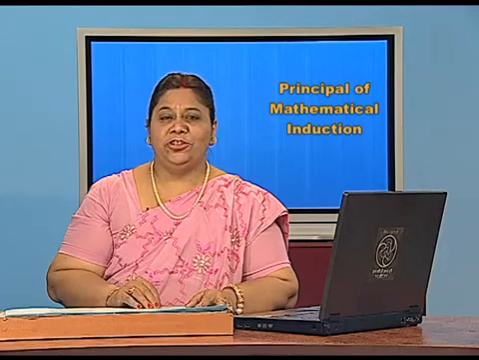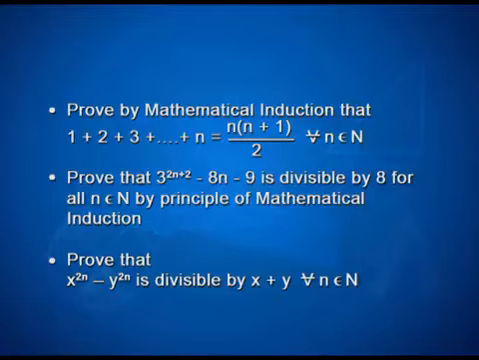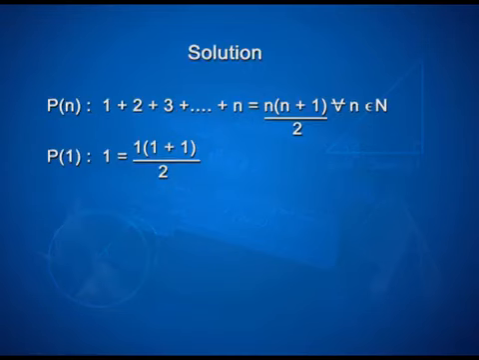Let us see the solution of one of those questions. First one was 1 plus 2 plus 3 plus ... plus n is equal to n into n plus 1 by 2 for every n belonging to N. First we examine P of 1. 1 is equal to 1 into 1 plus 1 by 2. Obviously, 1 is equal to 1, therefore, P of 1 is true.